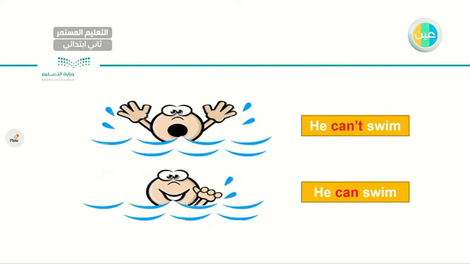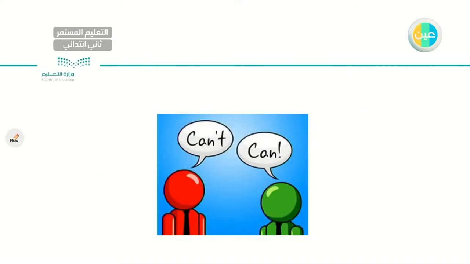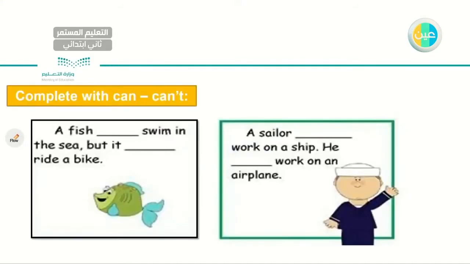So we introduced the difference between can't and can. These are two pictures that might describe the meaning of can't and can, okay? So now let's try, you and I, to fill these with the suitable words, either can or can't. For the first one, I have a fish. A fish swim in the sea, but it ride a bike. Let's try to fill it with a suitable word. What do you think? A fish can or can't?